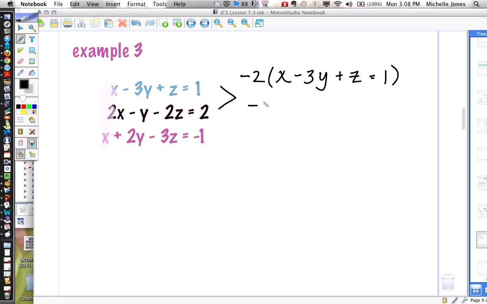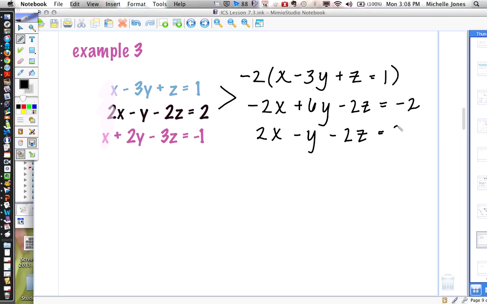So this is just being written with multiplying by -2. If I do that, I'm going to get a -2x, a positive 6y, a -2z, and that equals -2. Now I'm going to combine that with equation 2, so I'm just rewriting this. I'm going to add those together. My x's cancel, and I get 5y minus 4z equals 0.